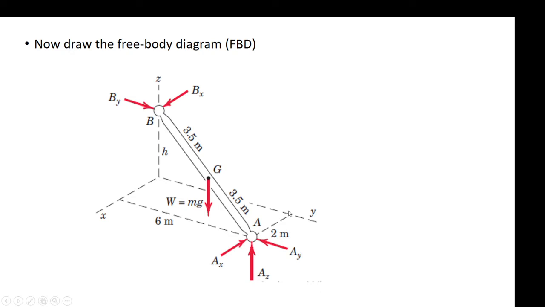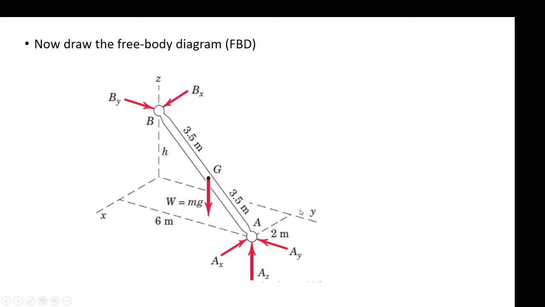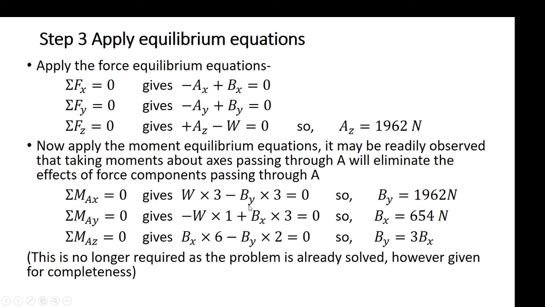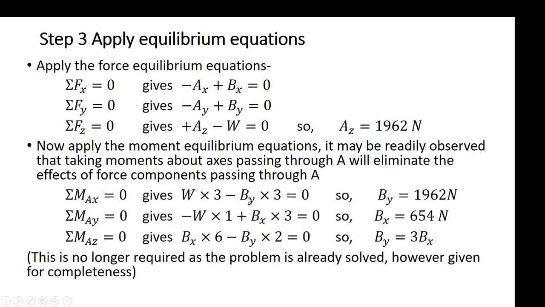W into 3: if you take the moment about the x-axis, it is located at 3 meters distance and is trying to rotate this way. So you have W into 3 as positive. Now By into 3: the By tries to rotate it the other way around, and the distance is the height of this from the x-axis parallel passing through point A. So you have a negative sign associated with it, and altogether this should be in equilibrium.